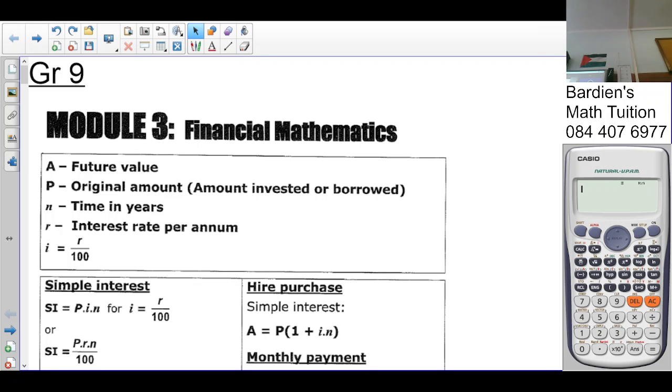Right, good afternoon class. So today we're busy with finance, grade 9.